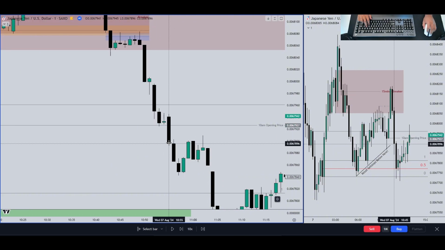And again, we have another fair value gap in here. You can combine them both if you want, or just one. But as we can see here, price trades into the 50% of it right there perfectly. Look at the bodies respecting that.